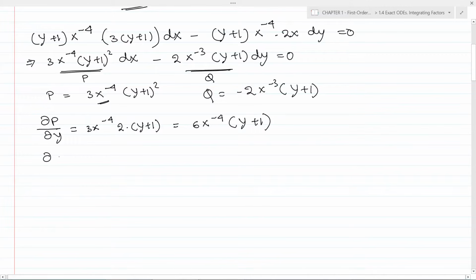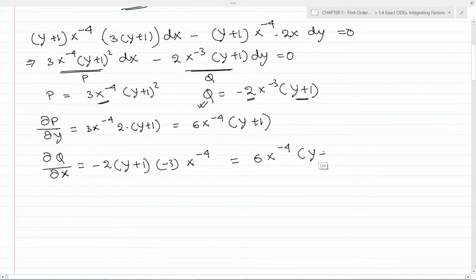Now, we will calculate del q by del x, that is partial differentiation of the second term with respect to x, and that will be, this y term will be constant and also this minus 2 term will be constant. So, this will be 2 whole into y plus 1, and we will take derivative of x to the power minus 3, which is minus 3 x to the power minus 3 minus 1, which is minus 4, and this can be simplified and written as 6 x to the power minus 4 whole into y plus 1.